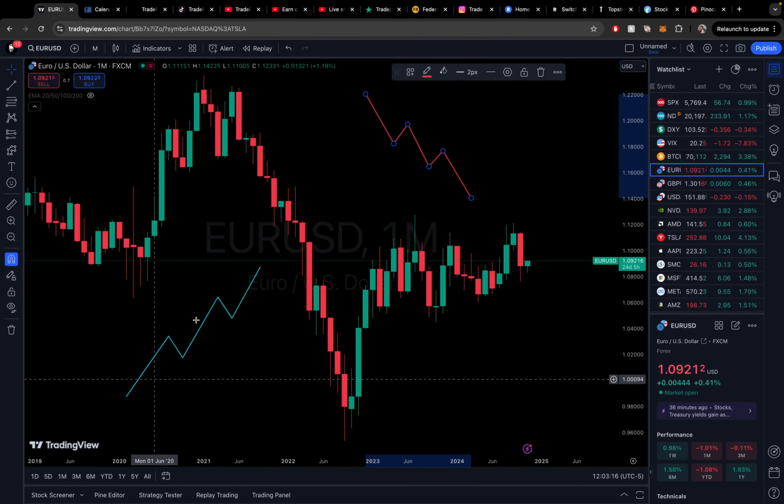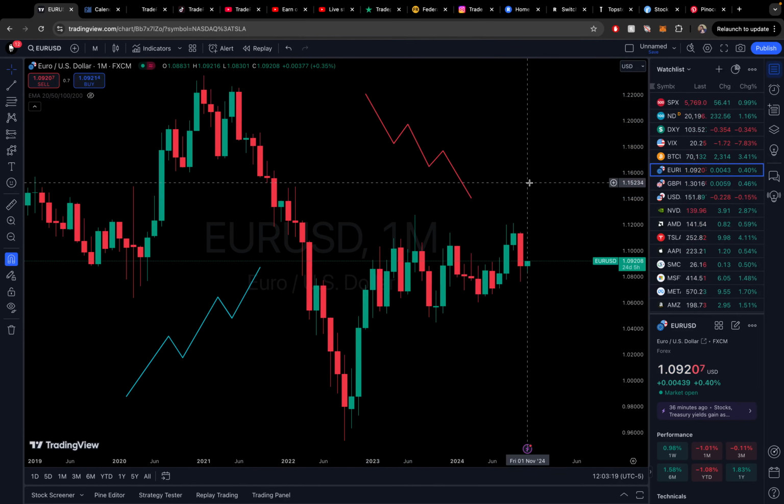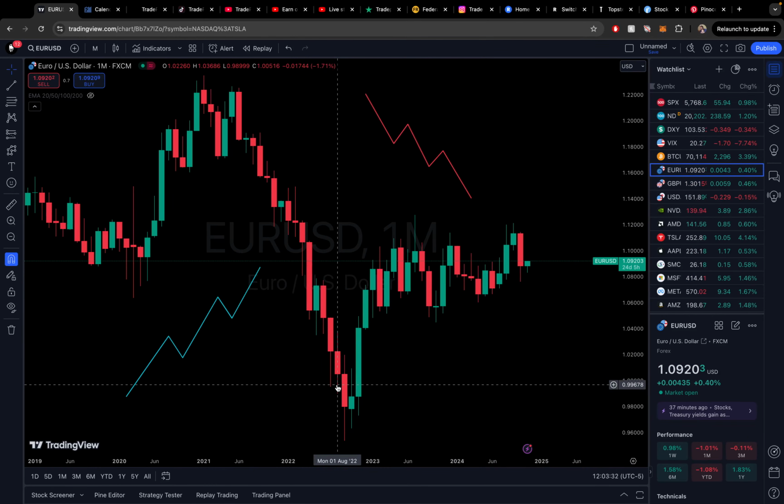So uptrend, downtrend. When we're looking at a chart, regardless of whatever time frame you're looking at, one of the first things you need to do is see where you can see a clear directional movement so that you can start from there. You can start from the most recent movement, but you have to see if you've broken past corrections and control points, which I will explain in a moment.